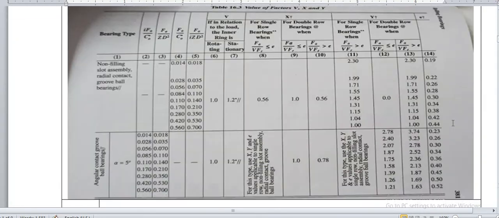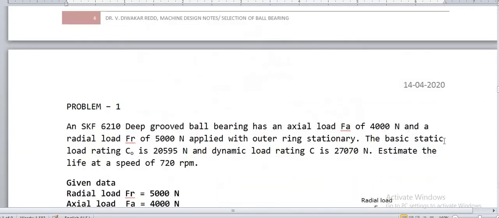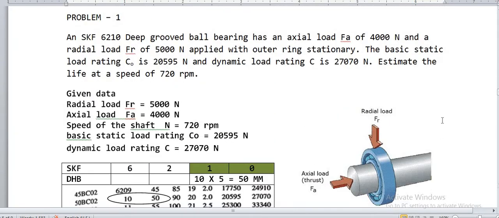Again, we are going to problem number 1, and I'm repeating problem number 1. The problem consists of an SKF 6210 deep groove ball bearing with an axial load Fa equal to 4000 newtons and a radial load of 5000 newtons, applied with the outer ring stationary, so therefore V is equal to 1. Since the outer ring is stationary, the inner shaft will be rotating. The basic static load C0 is 20,595 newtons, and the dynamic load rating is 27,017 newtons.